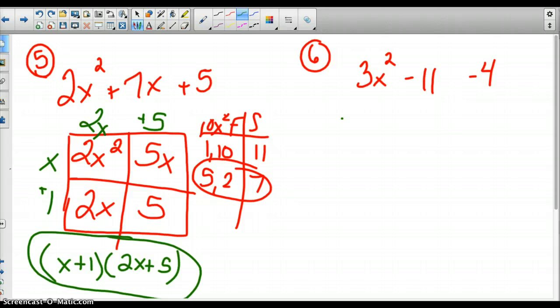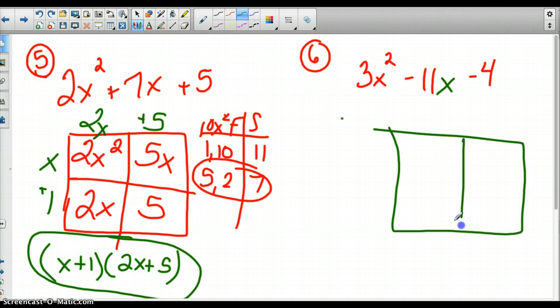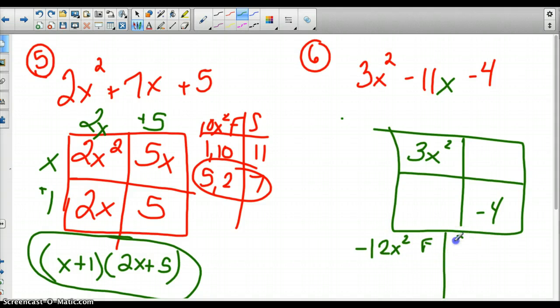So 3x squared minus 11x minus 4. You want to make sure that you end up seeing if a GCF can come out. Seeing none, we do our rectangle. And it doesn't have to be perfectly drawn, but we have 3x squared. We have negative 4. We multiply those two, so we end up with negative 12x squared. So we have to think of the factors of negative 12x squared that will give you a sum of negative 11.